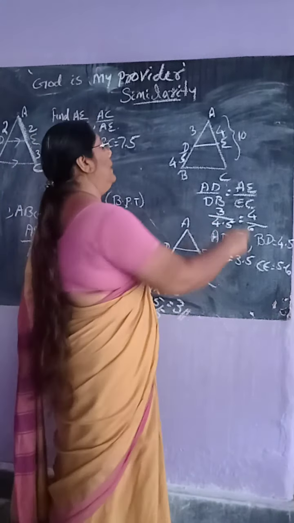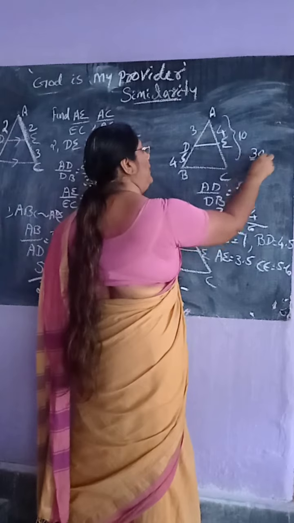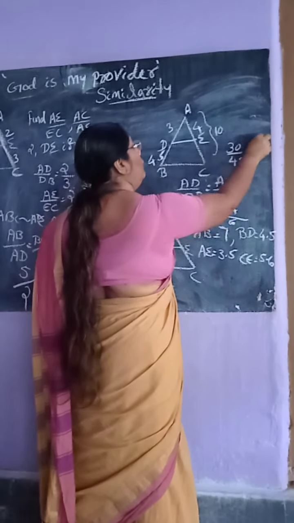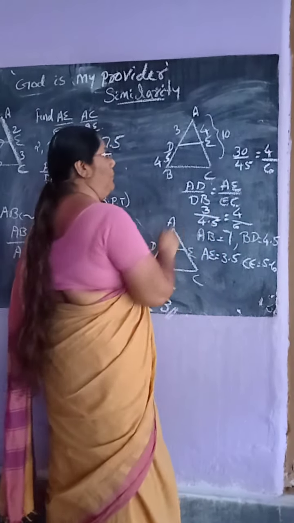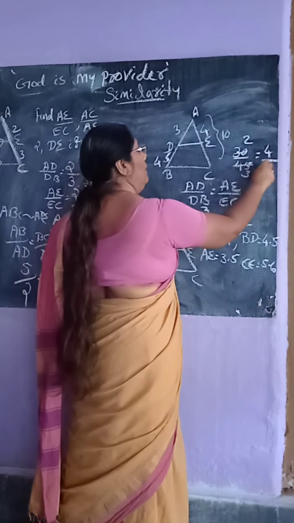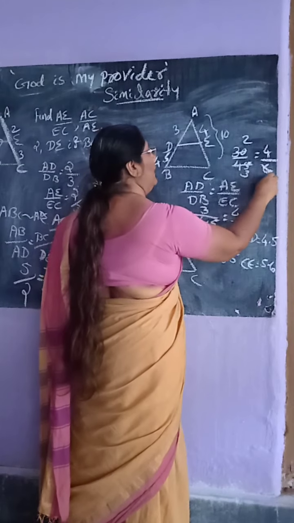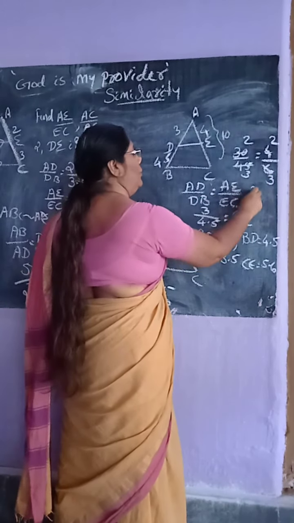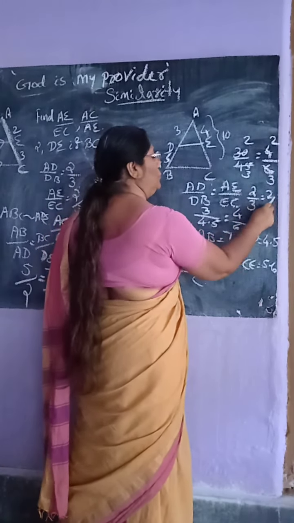When you cancel here, you will get 30 by 45 equal to 4 by 6. Cancelling this point, 15 into 2, 15 into 3. Here when you cancel by 2, you will get 3 and 2. Therefore, the ratios 2 by 3 equal to 2 by 3.